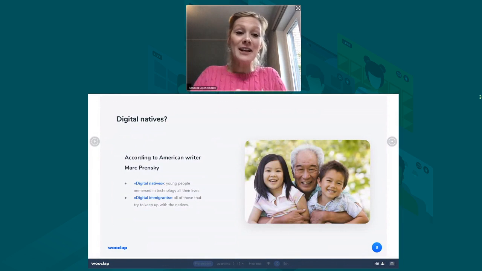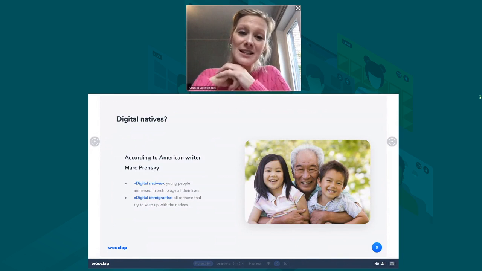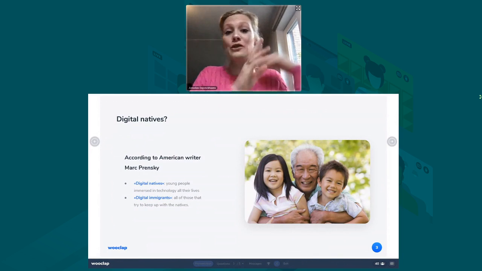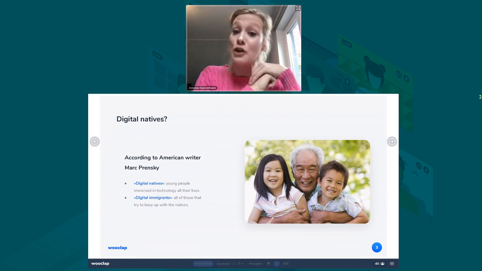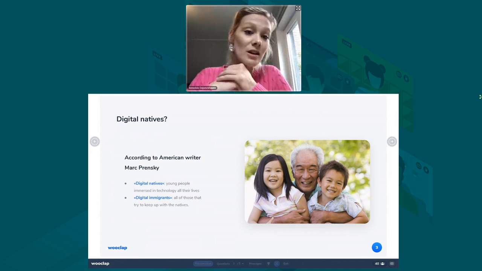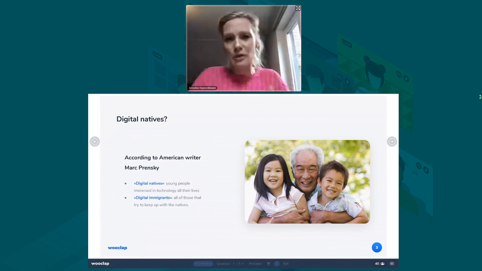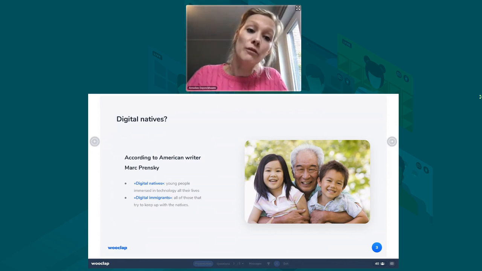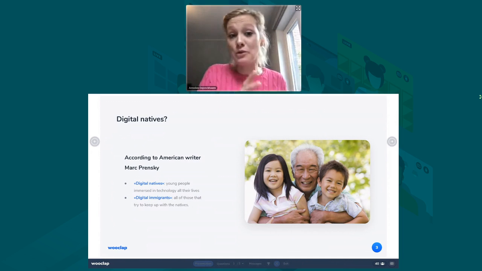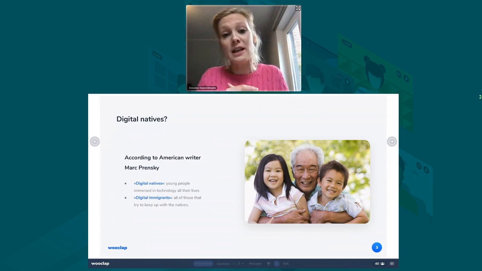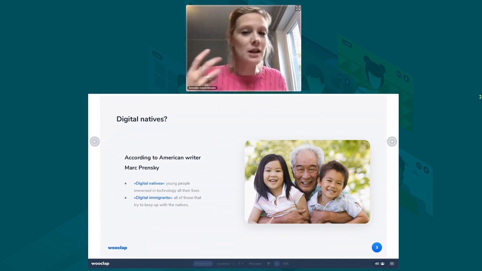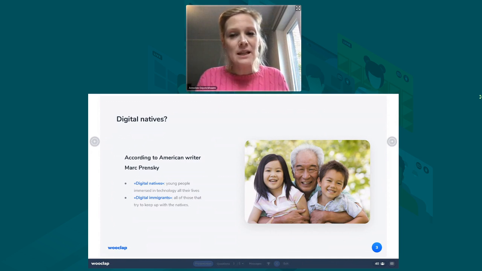So in 2001, American writer Marc Prensky coined two terms. The first is digital natives, for young people who have been immersed in technology all their lives and for whom all forms of information and communication technology allegedly represent a preferential form of learning. The other is a counterpart, digital immigrants, of course, that is all of those that try to keep up with those natives. This idea became quickly popular and the concept expanded beyond the original idea.